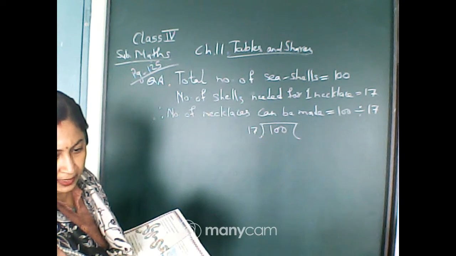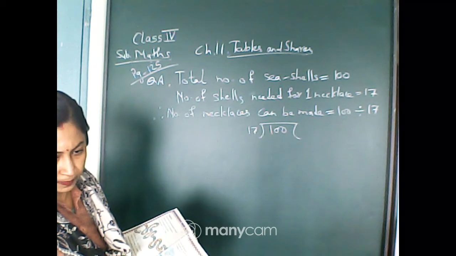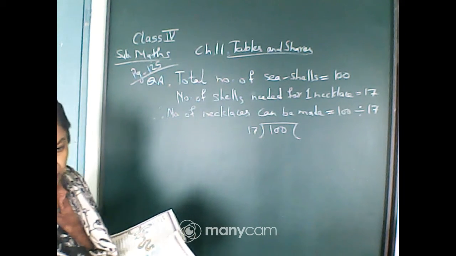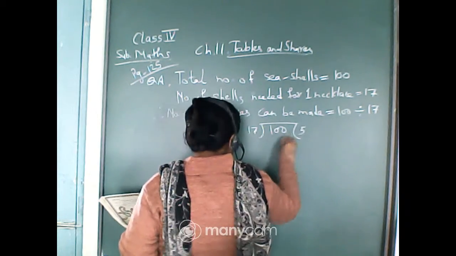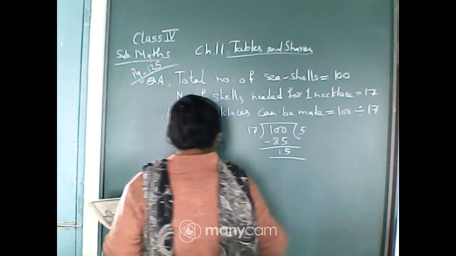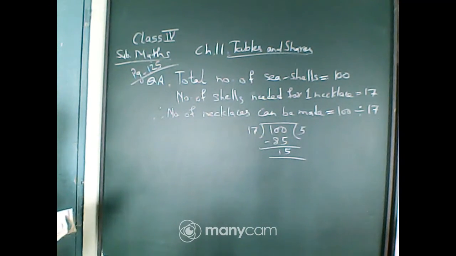Exactly, you all are writing 5. The answer is 5. Yes, it is 5. So 5 17s are 85. After subtraction, 15 are left. You all are writing 5, but the remainder you are not writing. Everyone is writing only 5.